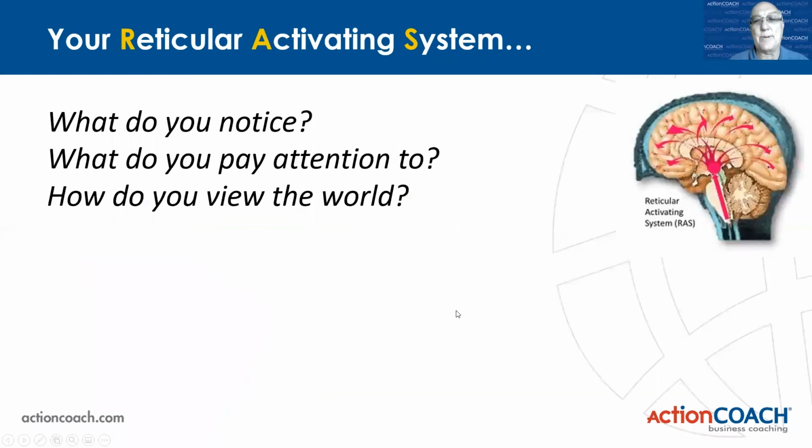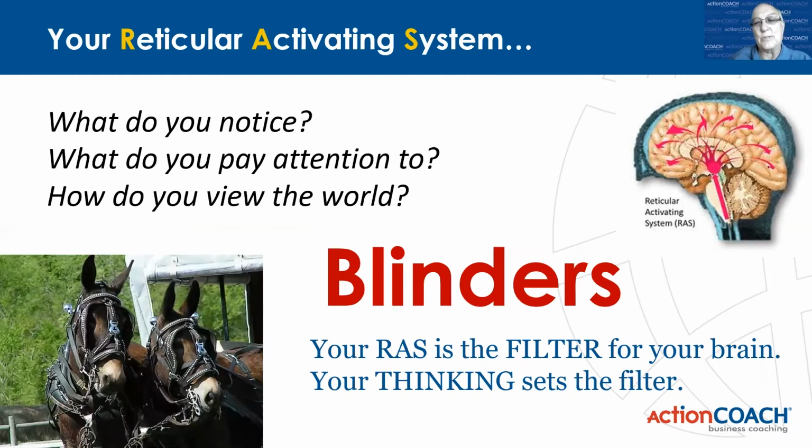Let's talk first about where those blinders come from. In each of us, we have at the base of our brain what is called the reticular activating system. The reticular activating system is a filter, and it basically determines what you're going to experience in your world, and it'll help you notice things or not notice things, what you pay attention to, how you view the world. And so this part of your brain, which determines whether you perceive things or not, is always active and set by your thinking. So your thinking sets the filter.